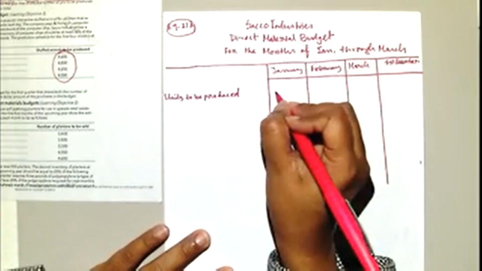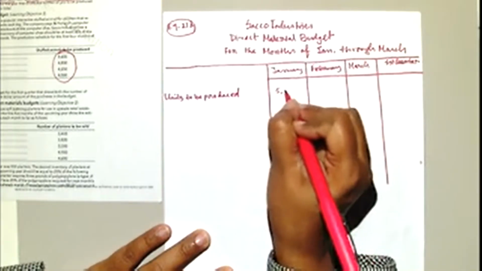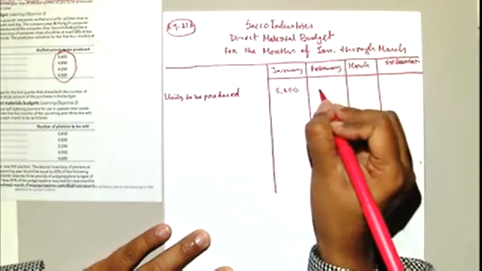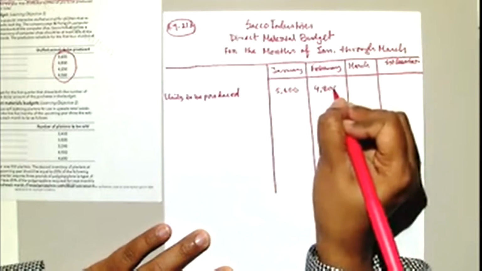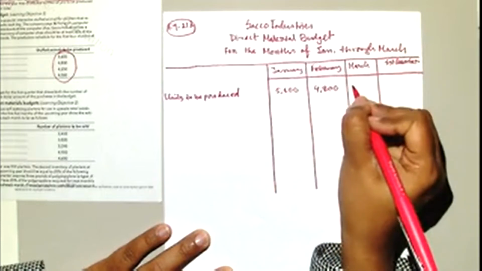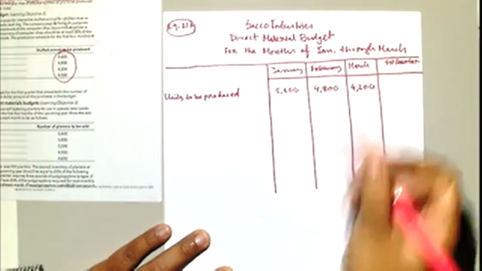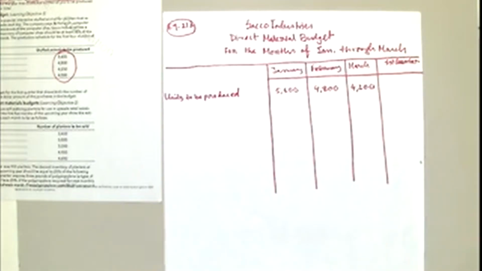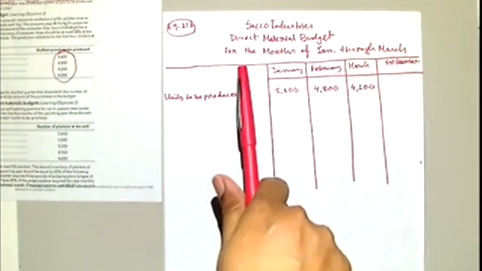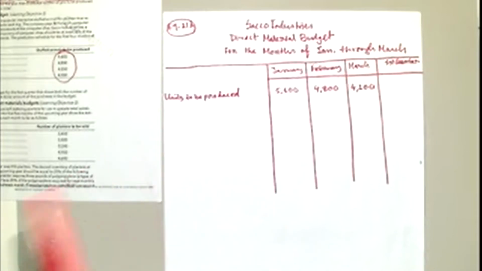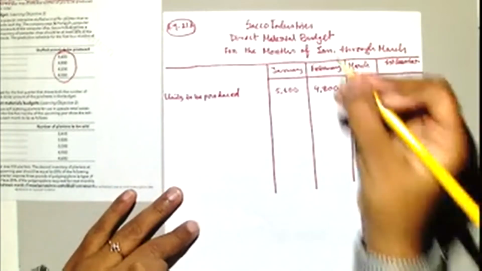In January they're gonna produce 5,600. February they will produce 4,800. March they will produce 4,200. And this number actually you are getting from your production budget. They probably had their production budget and they got these numbers from their production budget. But we are doing everything for our direct materials. And remember, this direct material is what? This is computer chips.